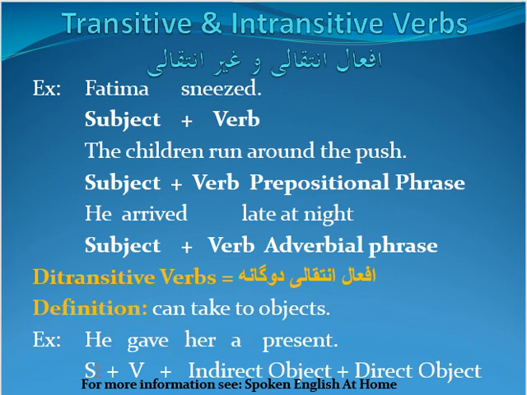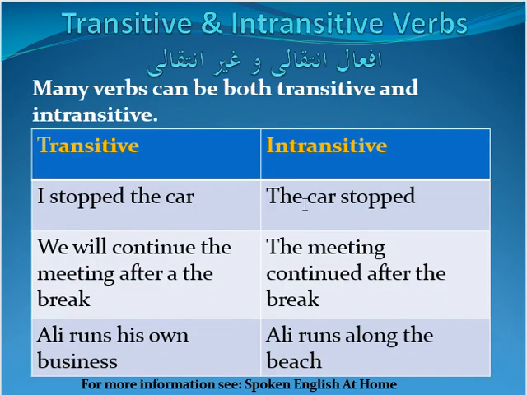What is he? He is the subject. What is give? Give is the verb. And what is her? Her is the indirect object. And what is present? Present is a direct object. Let's go to the next slide to understand more about transitive and intransitive verbs.